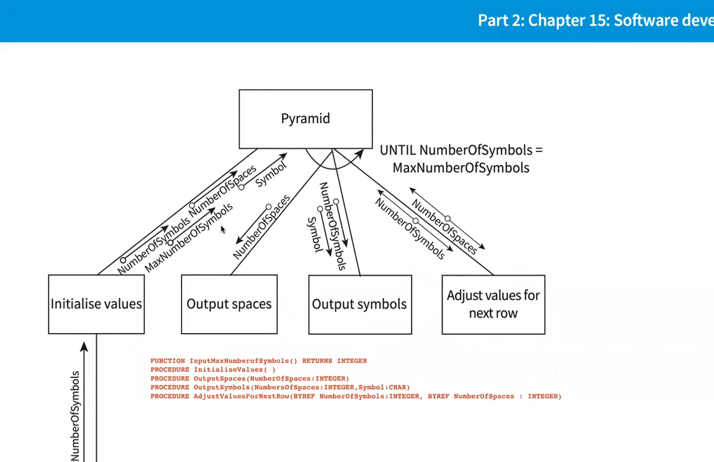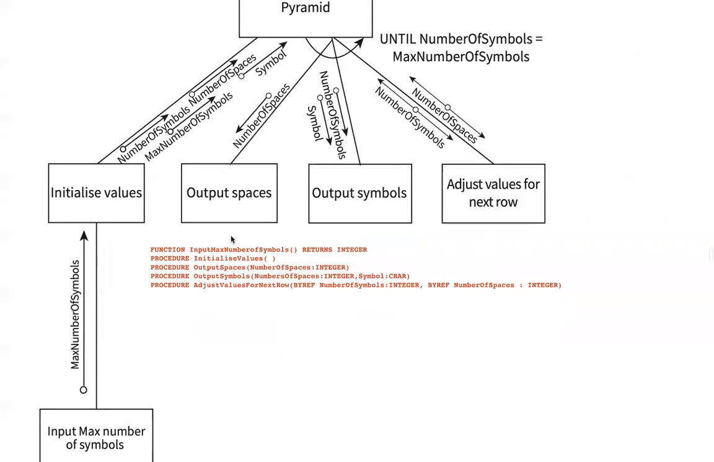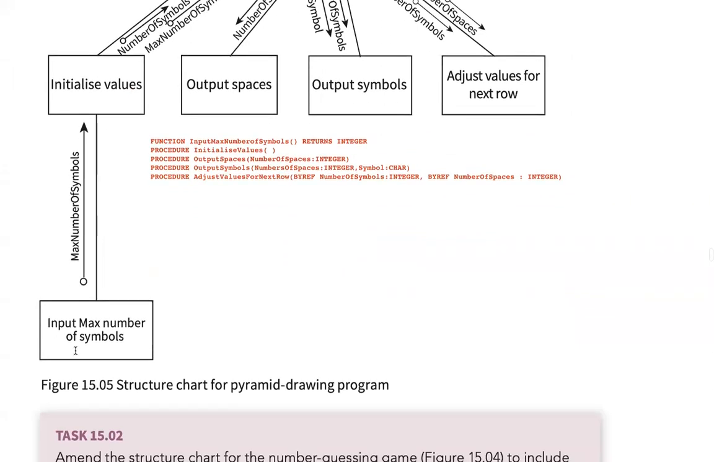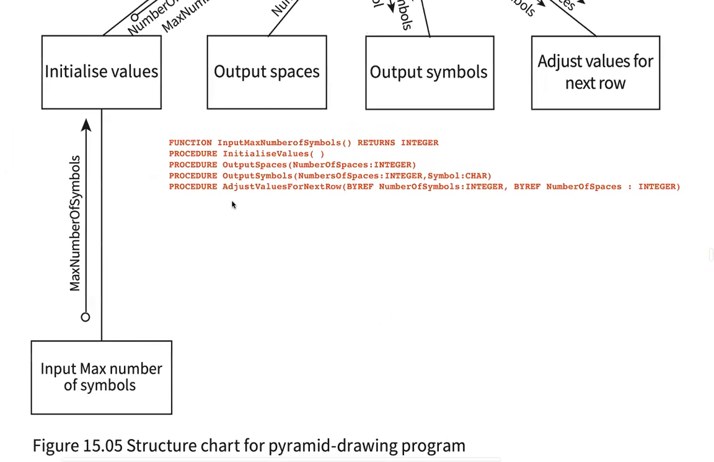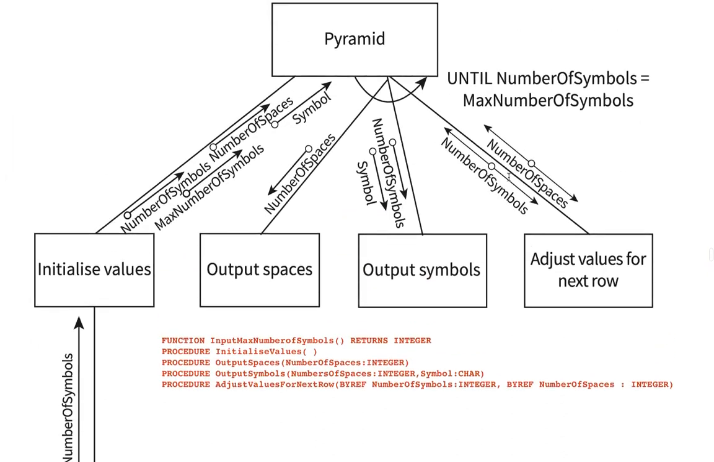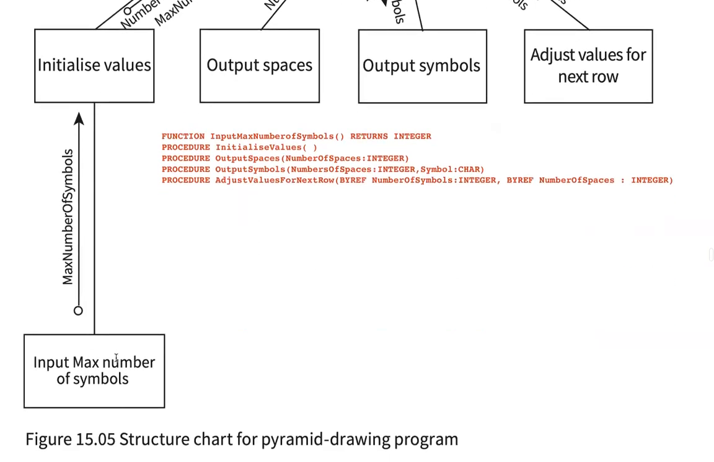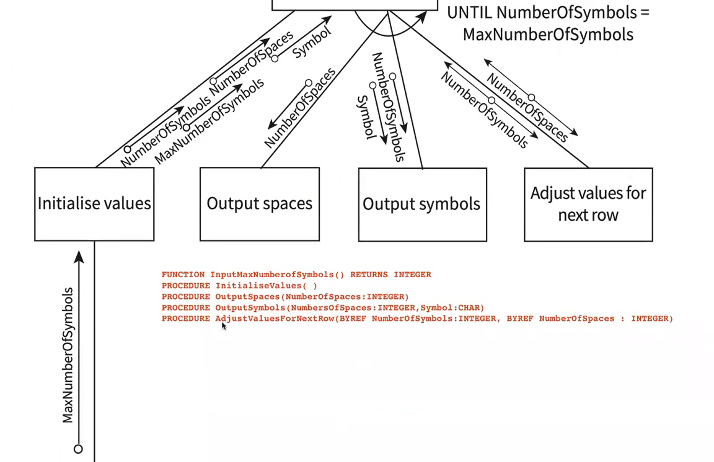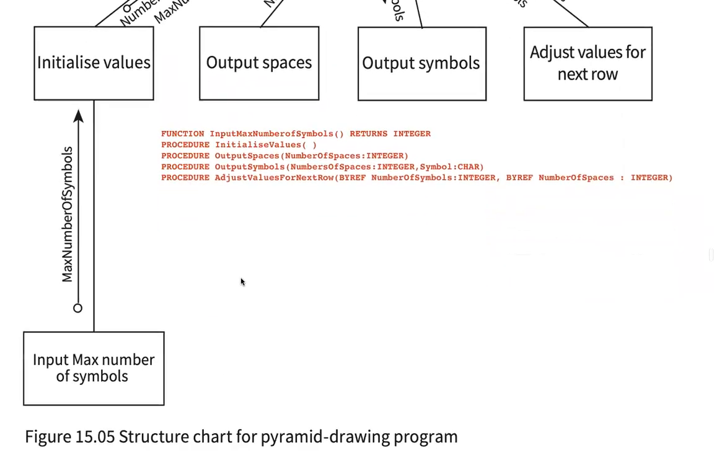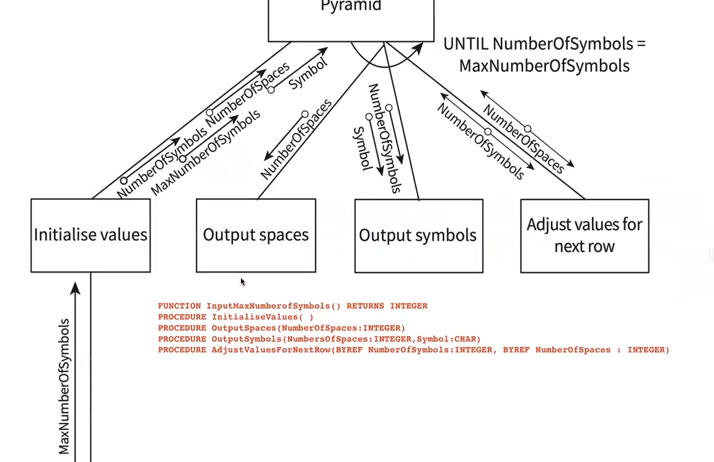Okay, so as you can see here, this is my main program. It has the subroutines initialize values, output spaces, output symbols, adjust values for next row, and there's another subroutine, input maximum. So let's try to create a function header based on this translation of data for each of these subroutines. Again, in this structure chart, there's no mention of what's happening inside the individual subroutine, so we don't have to worry about mentioning that here. Our concern is to create a very perfect or appropriate function or subroutine header for these subroutines.